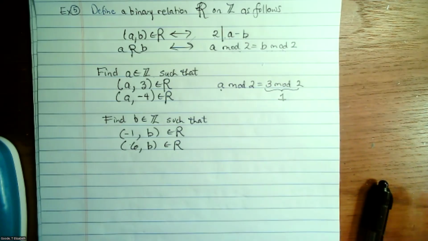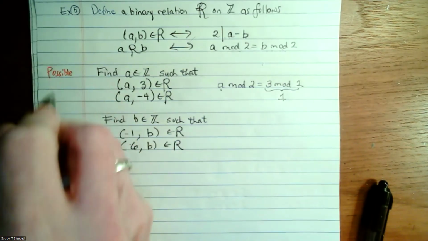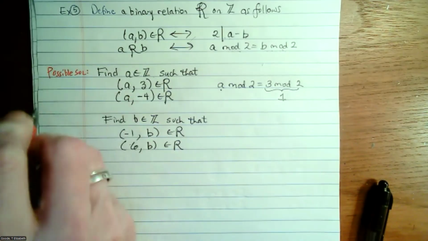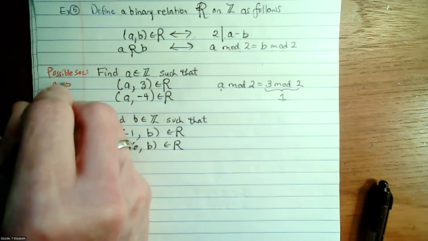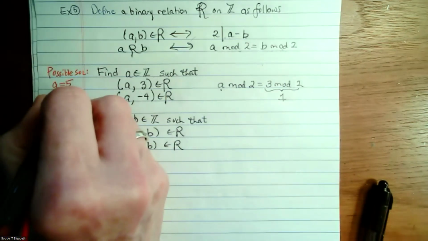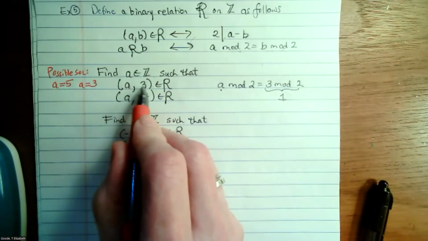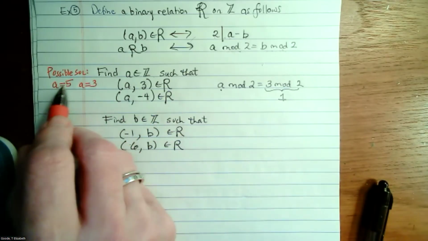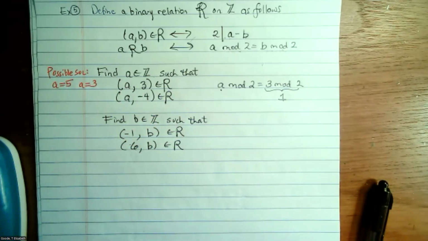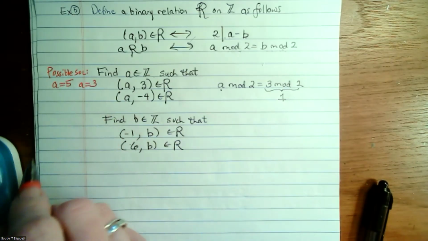So what possible A's could we use? Well, we could say 5. Yeah, A equals 5 would work fine. But can we use 3 for A? Sure, you could use A equals 3 because it has the same remainder as itself. You could put any odd number in there. Yeah, 7, 9, and negative ones as well.